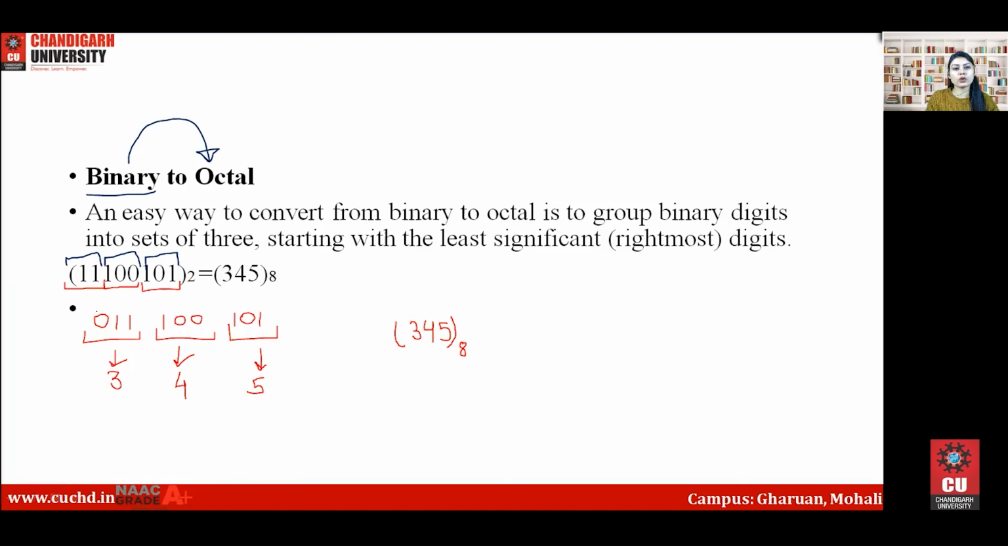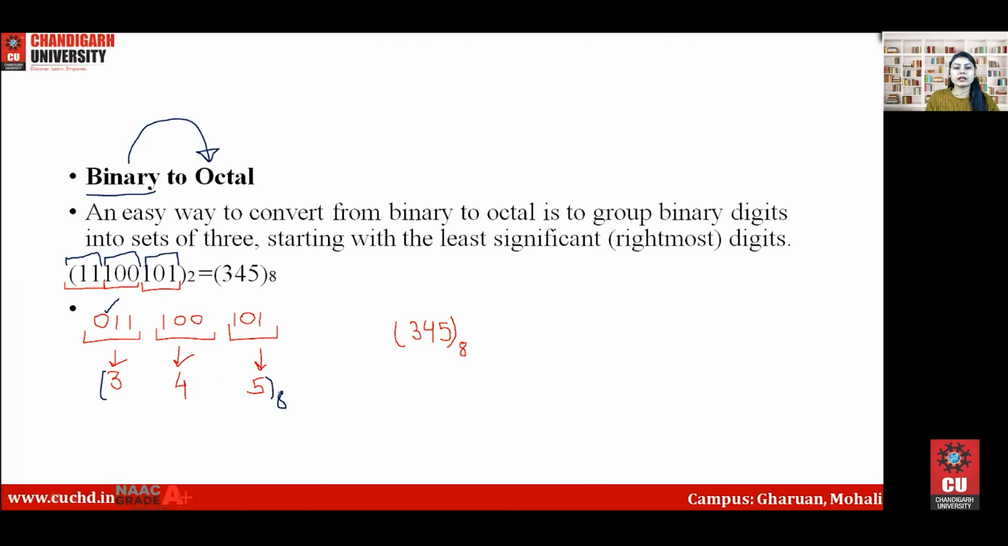So what am I going to do? I will add a 0 in front of it. Then I will take the groups and convert them individually into decimal. So 101 will be 5, 100 will be represented as 4, and 011 will be represented as 3. So I'll combine them, and this becomes the octal conversion.